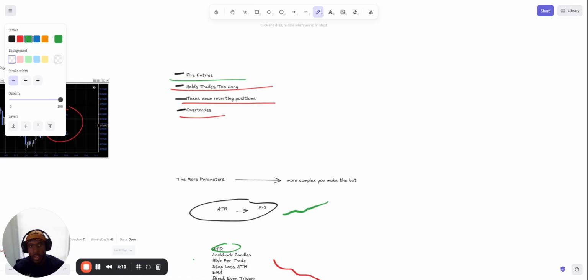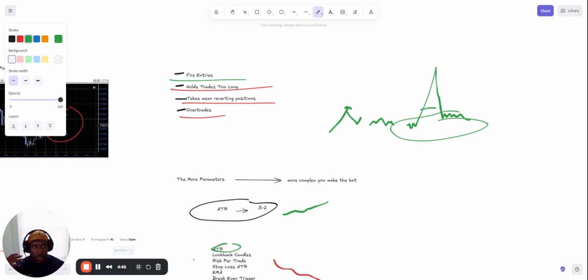Had very fire entries, but it held trades too long. It took a lot of mean reverting trades. Mean reverting just means that it's going to return back to where it normally was. So you can have a day where price looks like this, and then randomly price shoots up like that, right? The mean reverting strategy is that you're going to take the sell because eventually price is going to return back to this normal area. But this is supposed to be a trend following bot.